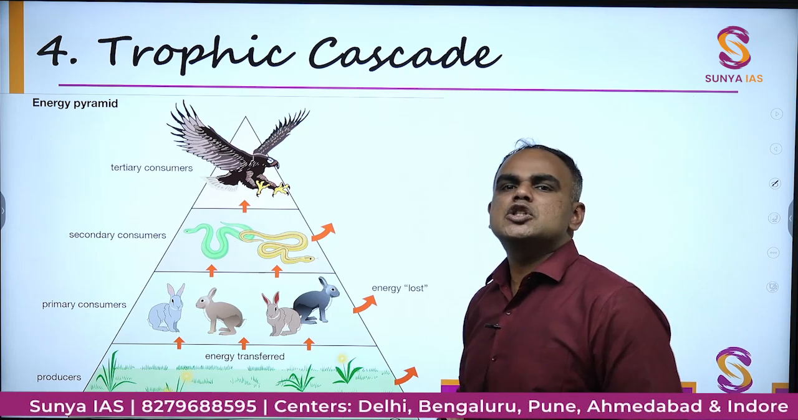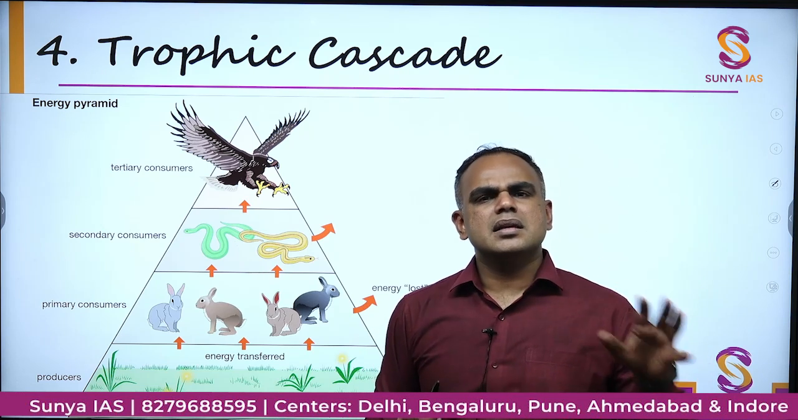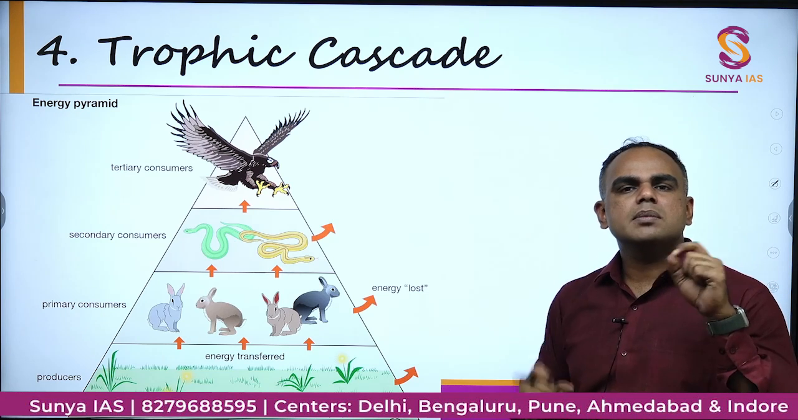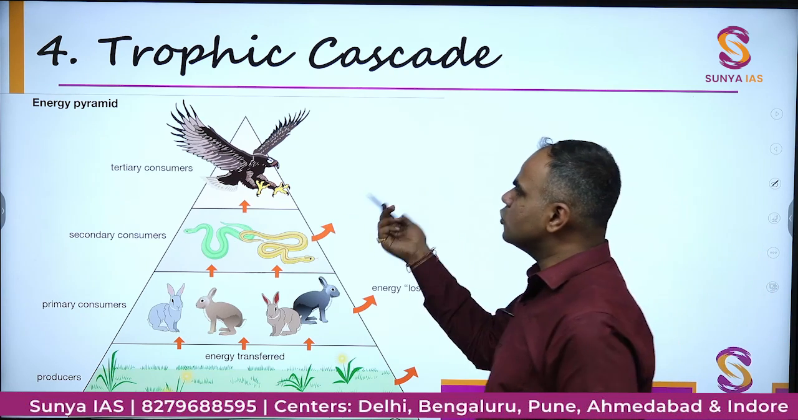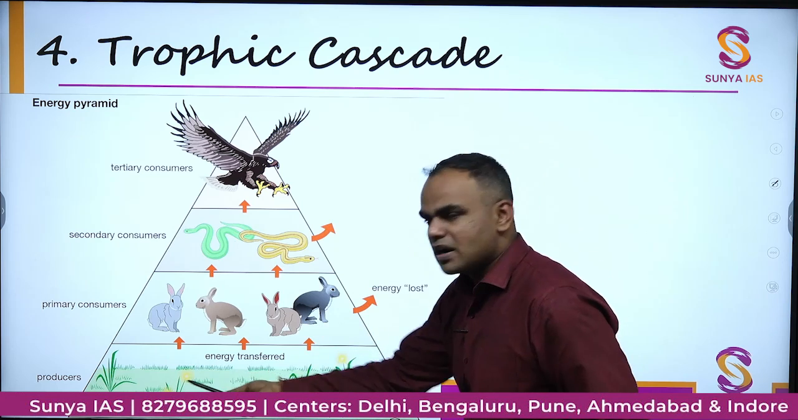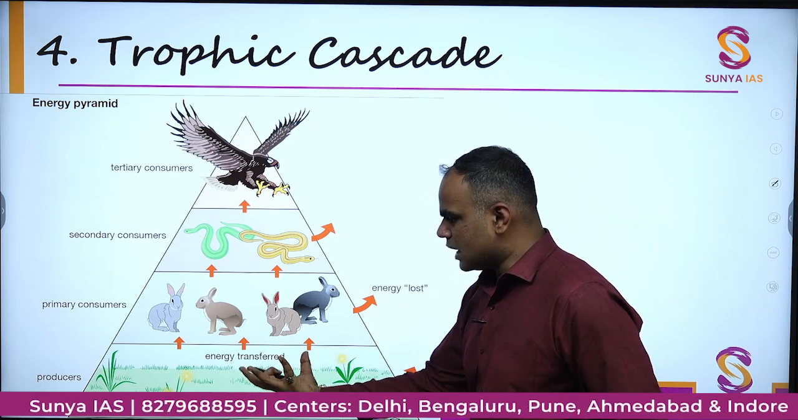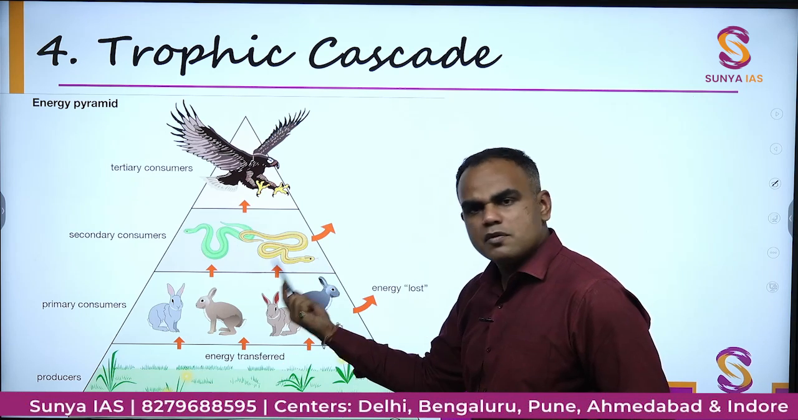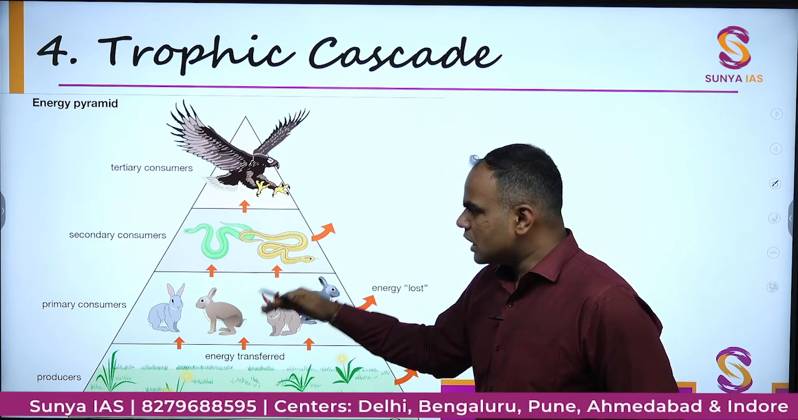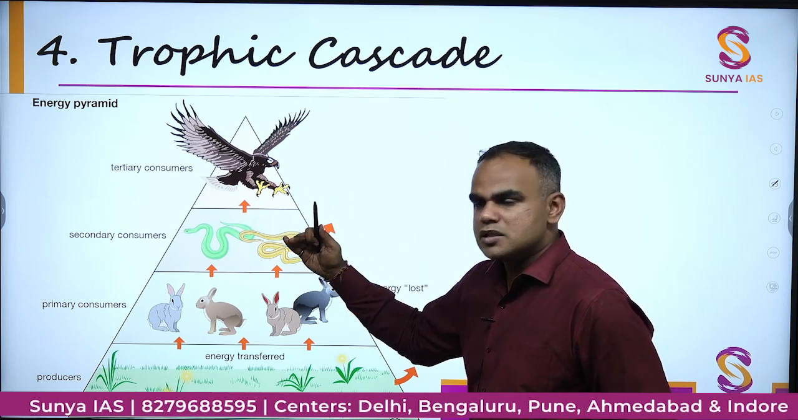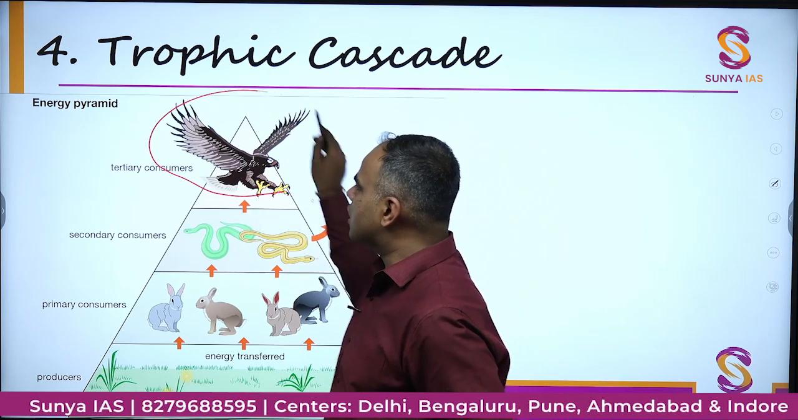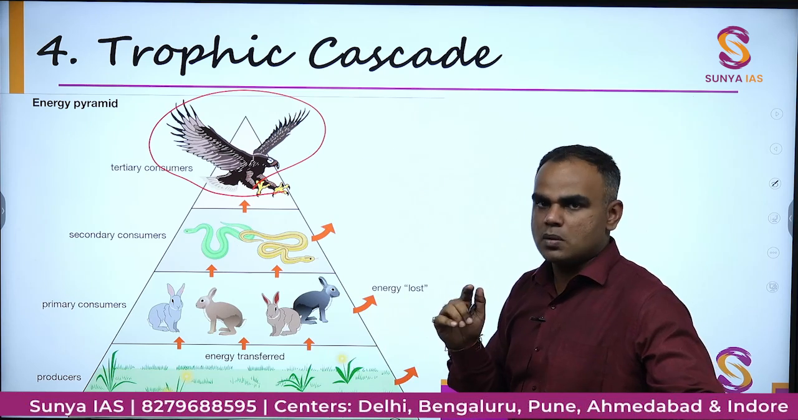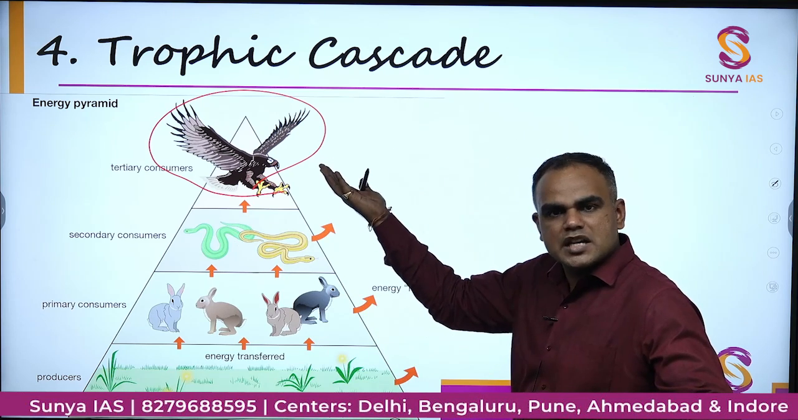Now the next term is Trophic Cascade. This term is easy for those of you who understand the concept of a food chain. In a food chain, you have grasses, which are our plants, the primary producers, eaten by herbivores, the primary consumers, eaten by, let's say, a snake, the secondary consumer, eaten by, let's say, a hawk, which is the apex predator or the tertiary consumer. This is the flow of energy which happens.